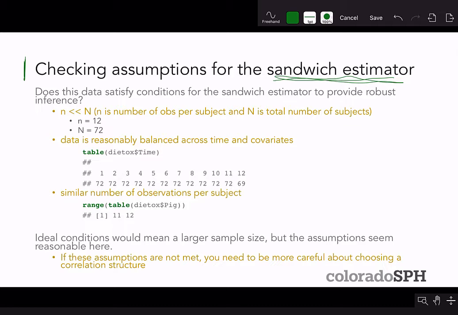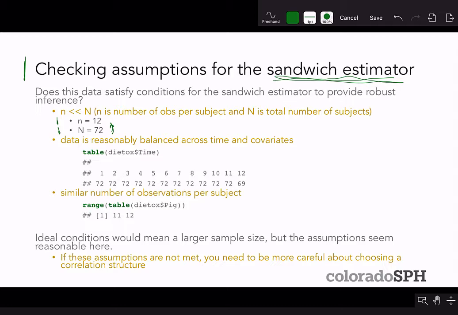So the first condition is that the number of observations per subject is much less than the total number of subjects. In this case, we have 12 observations per subject and 72 total subjects. So this is definitely a case where the number of subjects is larger than the number of observations per subject, but I think ideally we would have an even greater gap between these.